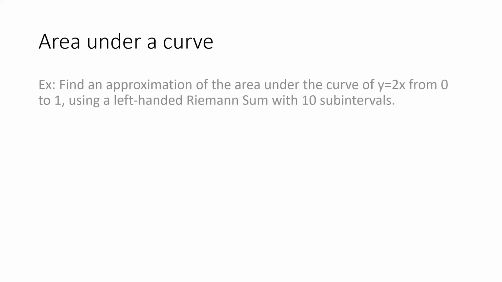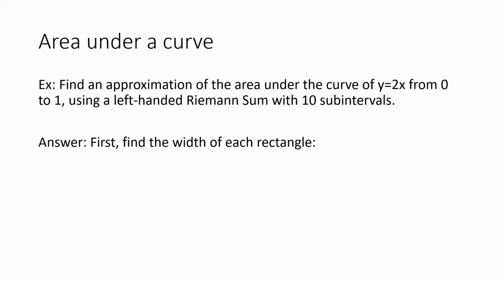Alright, let's do an example now to make sure we understand this concept. Find an approximation of the area under the curve y is equal to 2x from 0 to 1 using a left-handed Riemann sum with 10 subintervals. Now this sounds kind of complicated at first, but we can break this down. So first, let's find the width of each rectangle.